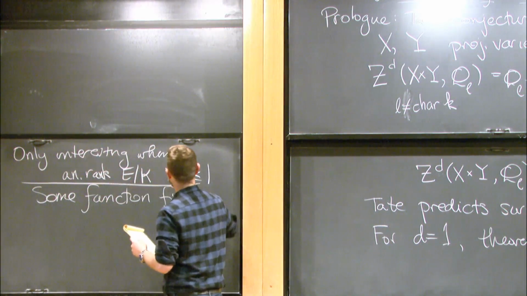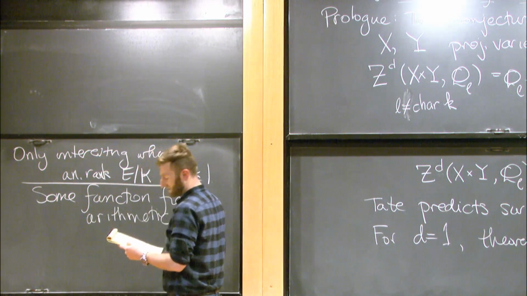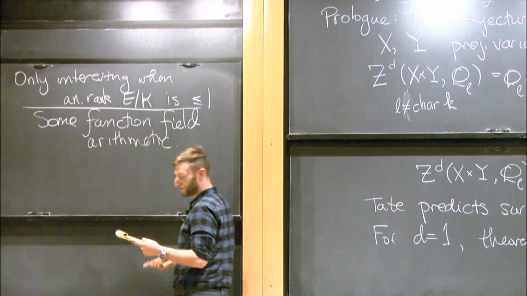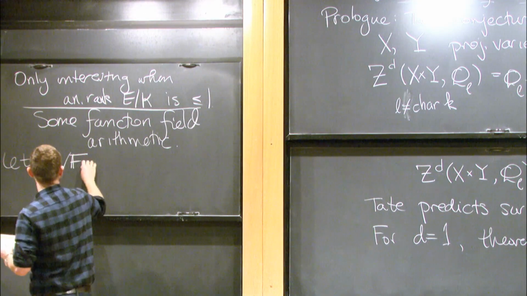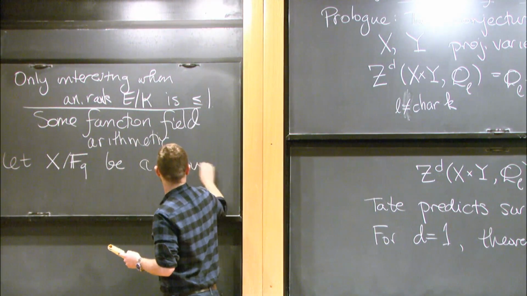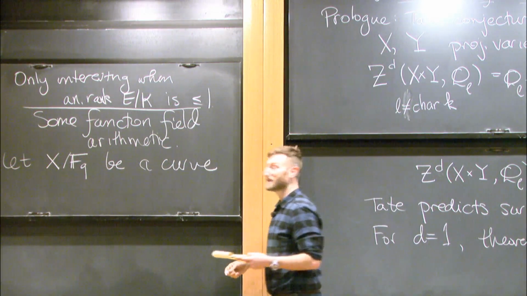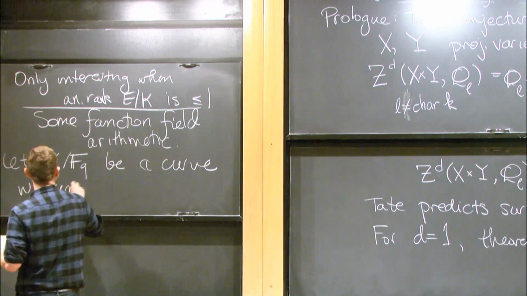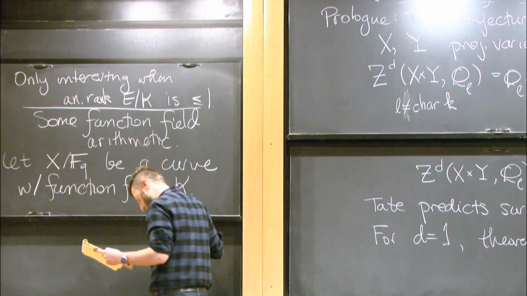So I'd better start with some notation. Let's say I have a function field, corresponding to a curve over a finite field. The finite field is F_q. Curve means projective, geometrically connected over F_q, and smooth. And the function field, I'll call it K.